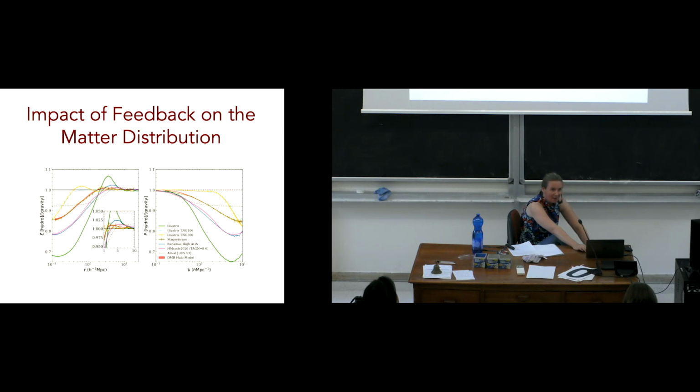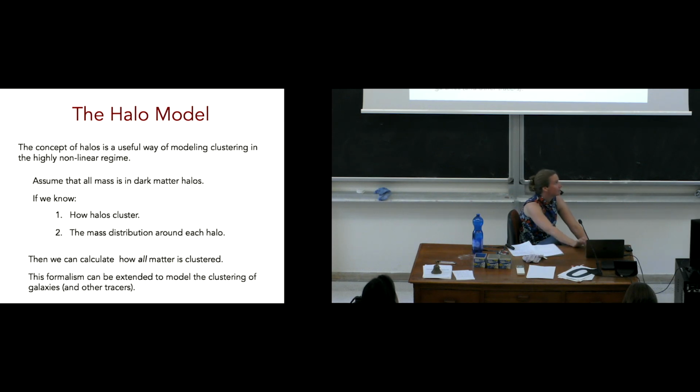Now, I promised you a model for clustering, so we still have to put all these different ingredients together. And for that, I want to review here the halo model. So this is based on the partition of matter into halos, and we assume that all matter is enclosed in some halo. If we then know how halos cluster, which we derived, and if we know the mass distribution around each halo, then we can build a model for the clustering of all matter. And then we can extend that whole thing to galaxies and also other traces.